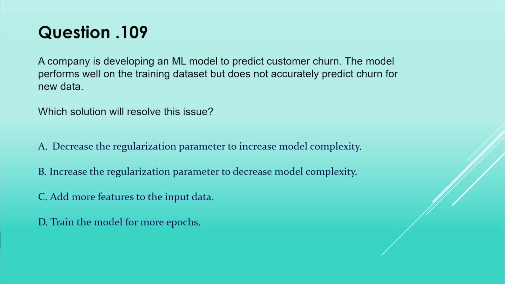And the correct answer here will be option B. Increase the regularization parameter to decrease the model complexity. Because increasing the regularization parameter helps prevent overfitting by penalizing more complex models and helping the model generalize better to new data. So option B is correct here.